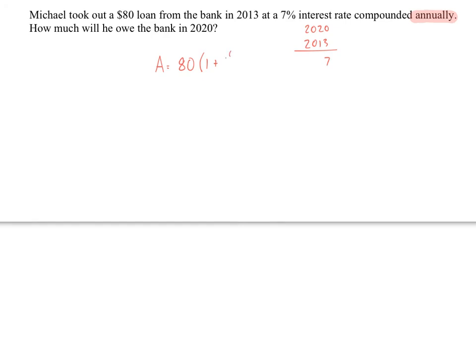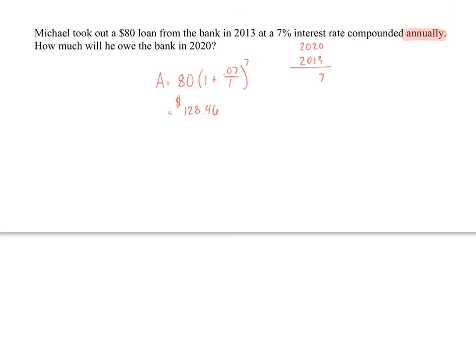So this 7%, we have to divide it by 1, which is not going to change anything. Remember, this is basically the type of question we're used to seeing. If you're compounding something annually, it's just happening once per year. So you're really not spreading it around at all over the course of that year. And we're going to raise it to the 7 years once per year. 7 times 1 is 7. And when you punch that into the old calculator, you'll get $128.46.